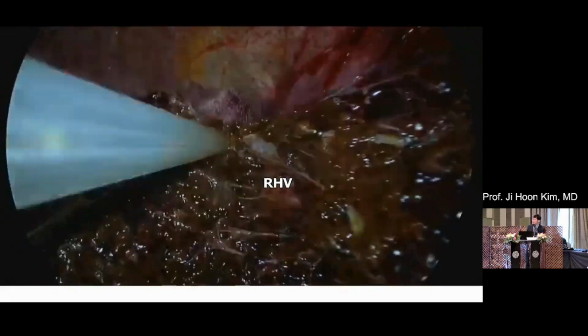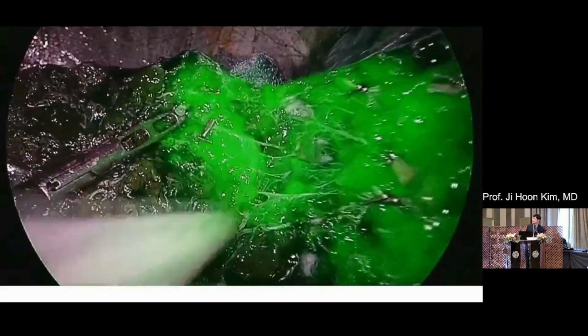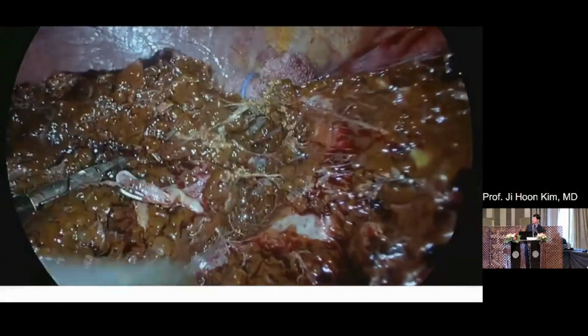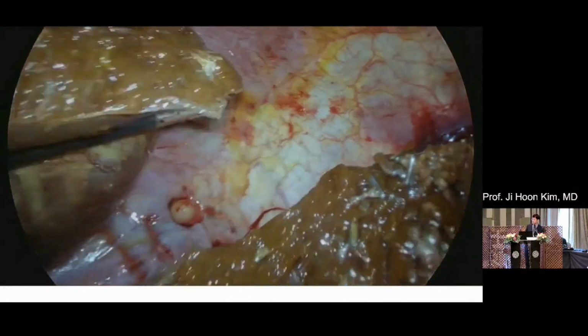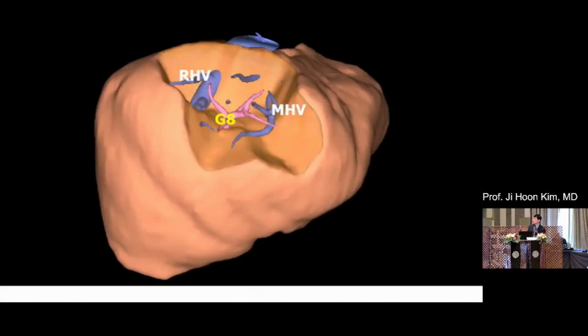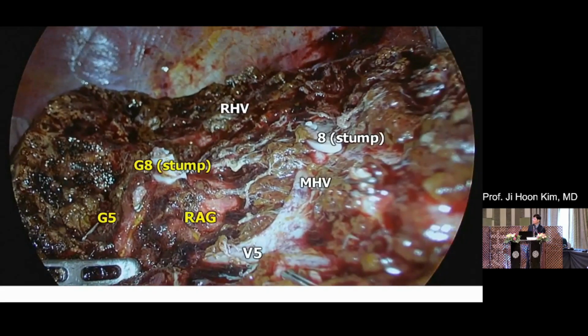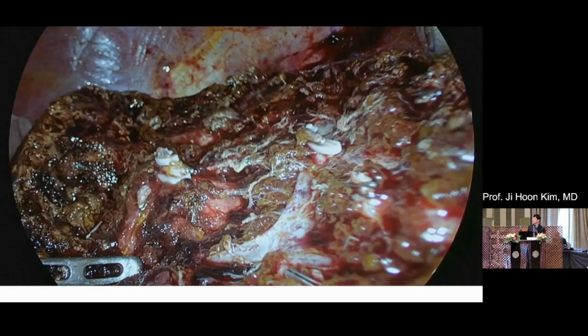This other landmark vein is the right hepatic vein. As you can see, the exact boundary of segment 8 and segment 7. After completion of parenchymal transection, you can check the remnant target vessels: middle hepatic vein, right hepatic vein, G8 stump, like this.